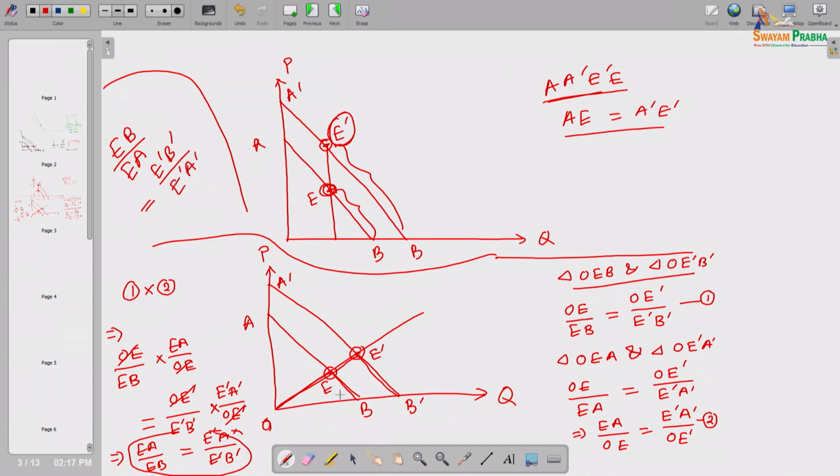EB by EA is basically the elasticity of demand at point E on the demand curve AB, and E'B' by E'A' is basically the elasticity of demand at point E' on the demand curve A'B'. So definitely the elasticity of demand at this point and at this point are the same, and in exactly the same way we can show this point and this point are the same. These are the same on the corresponding demand curves, not the same demand curve. Those two points are not on the same demand curve.